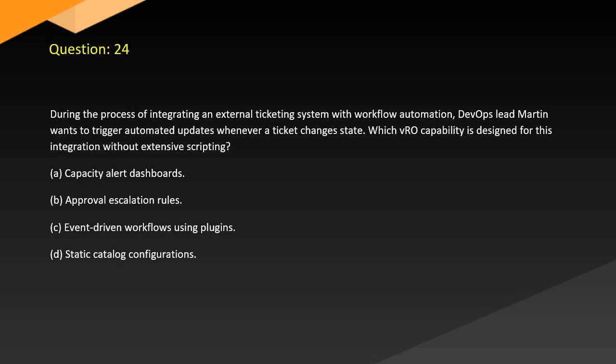Question 24. During the process of integrating an external ticketing system with workflow automation, DevOps lead Martin wants to trigger automated updates whenever a ticket changes state. Which RO capability is designed for this integration without extensive scripting? A. Capacity alert dashboards. B. Approval escalation rules. C. Event-driven workflows using plugins. D. Static catalog configurations.